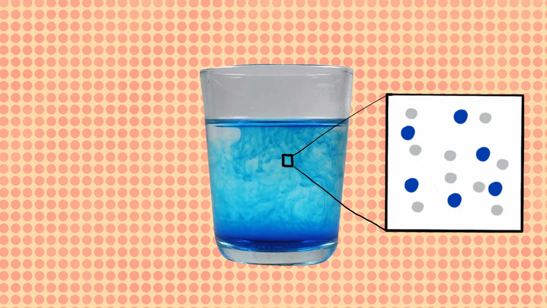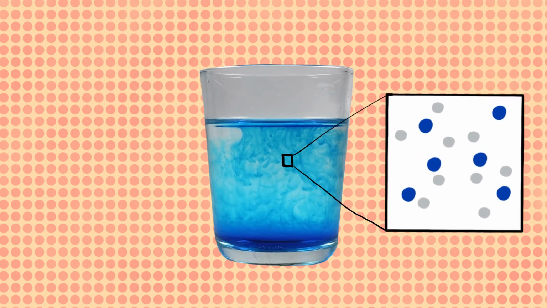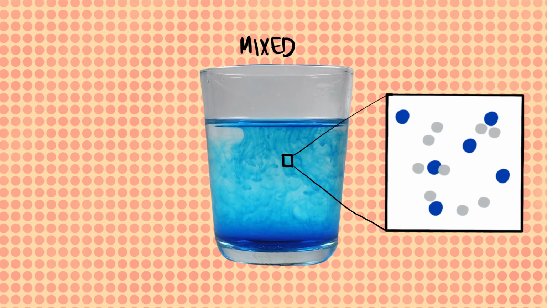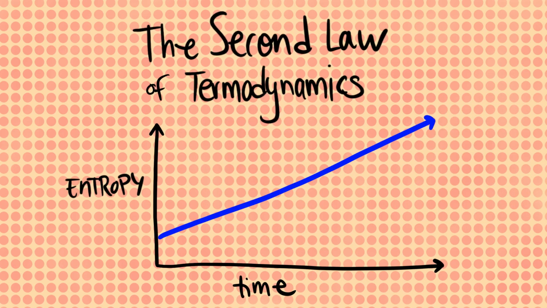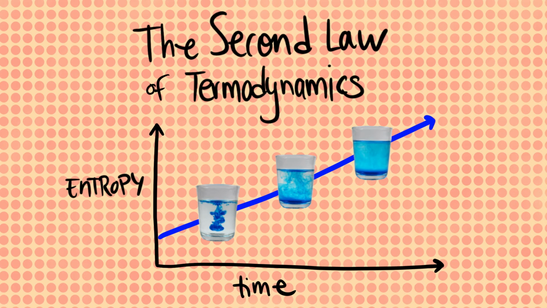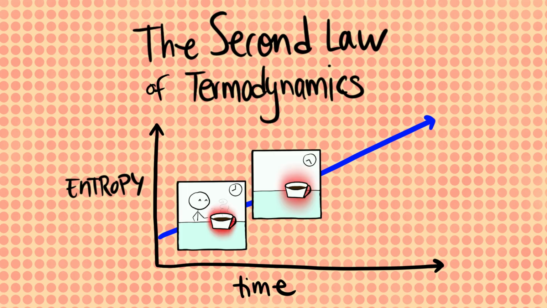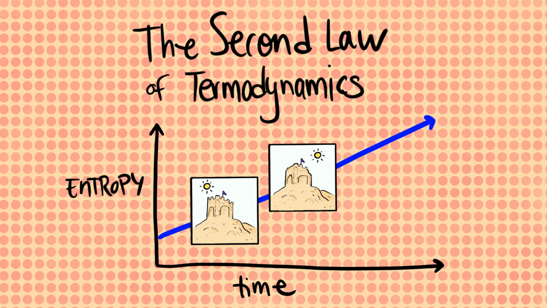This means that as particles rearrange and explore all the microstates, the whole glass is much more likely to be in a mixed high entropy state. So if you wait long enough, ink will spread and mix with water. Similarly, heat flows and spreads around the room instead of being concentrated in the coffee mug. And the nice ordered structure of a sandcastle crumbles down into a messy pile of sand grains.